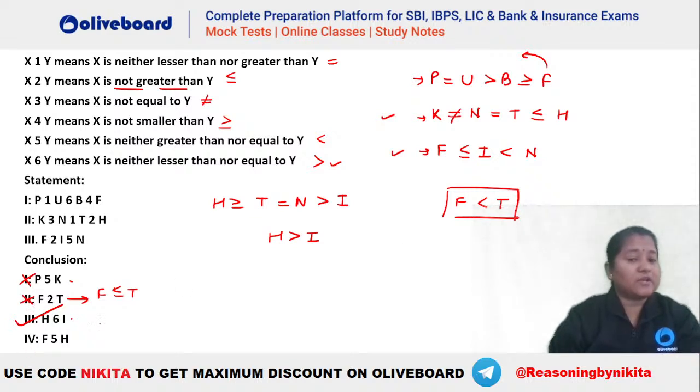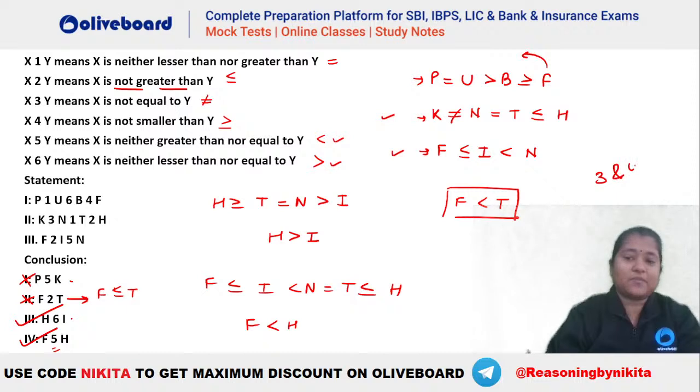What about the fourth one, f to h? How can we connect with the help of n? So you can see f is less than equal to I is less than n is equal to t is less than equal to h. So again you will be having f is less than h. And what is the meaning of 5 here? 5 means less than. So again you can see this is also valid, absolutely. So you can see the answer will be both 3 and 4. I hope this is clear, everybody. So 3 and 4 would be the right answer.